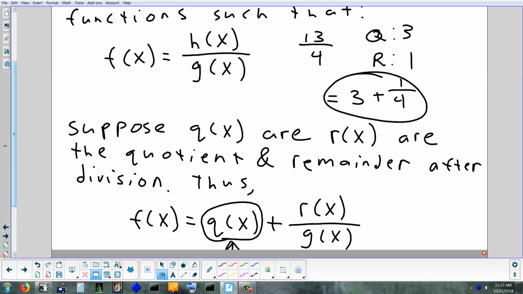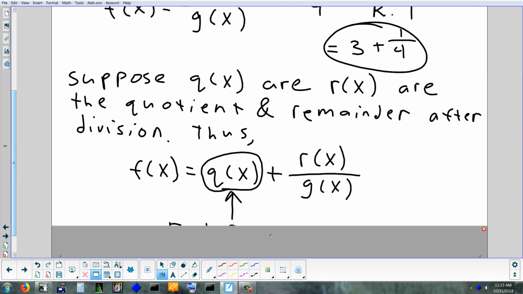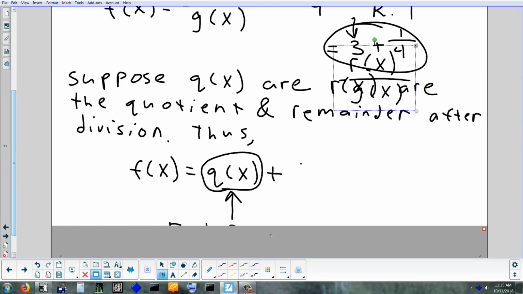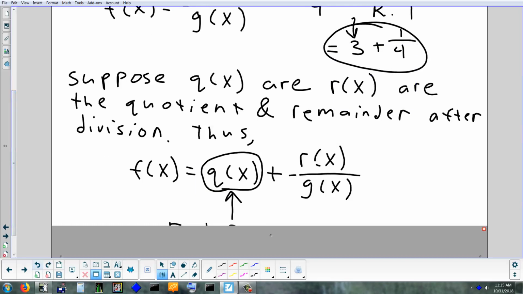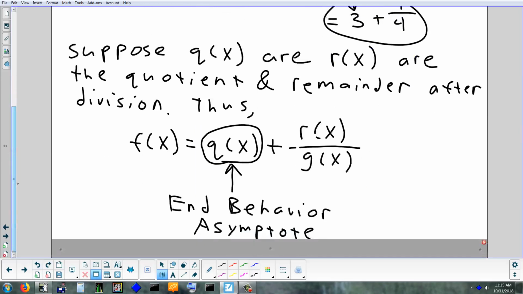We're going to do the exact same thing. When we do the division, we can write our answer just like that, even if it's polynomials. It's the same idea. But the only thing that's important is what's right there. Okay? What I've circled, the quotient. We don't care about the remainder. In fact, we don't care about it so much, it's gone. We don't care about that part at all. The quotient is the end behavior asymptote.